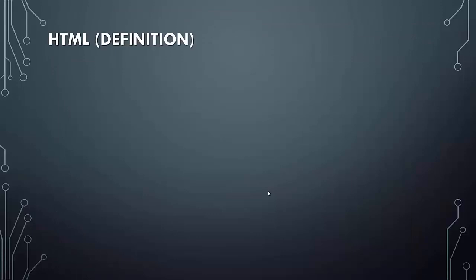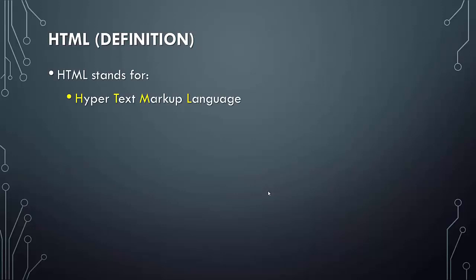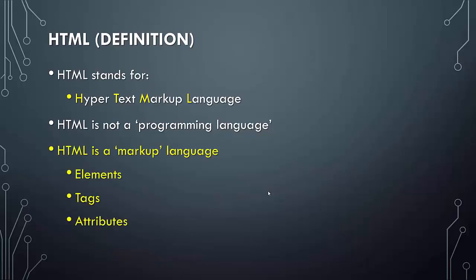All right, so let's move on to a definition of HTML. Well, first, it stands for Hypertext Markup Language. It's an acronym, HTML, and so that right there is what it stands for. It is not a programming language. HTML is a markup language, which provides you with the elements, tags, and attributes to mark up your content with a structure that clarifies the purpose and meaning of the information.